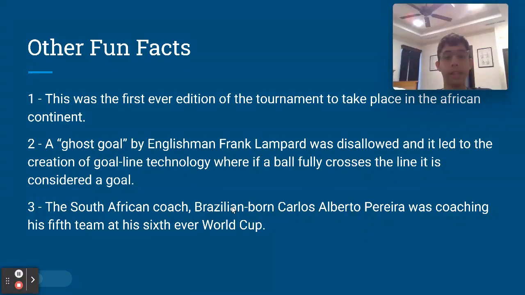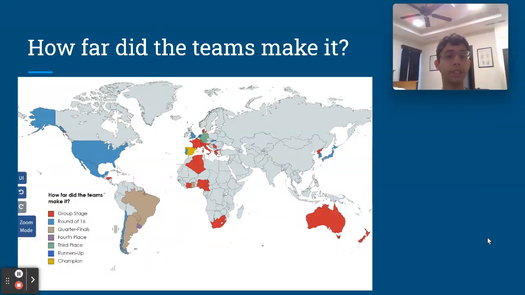And finally, Carlos Alberto Parreira, who was the South African coach, even though he was born in Brazil, was coaching his 5th team at the 6th World Cup ever. And this is how far the teams made it.